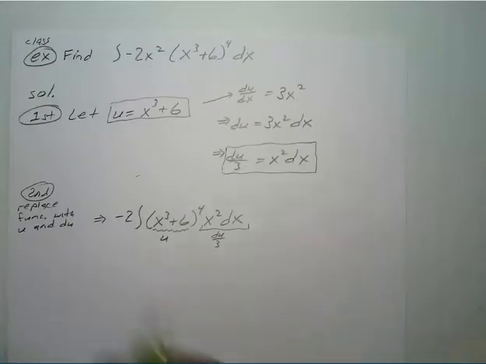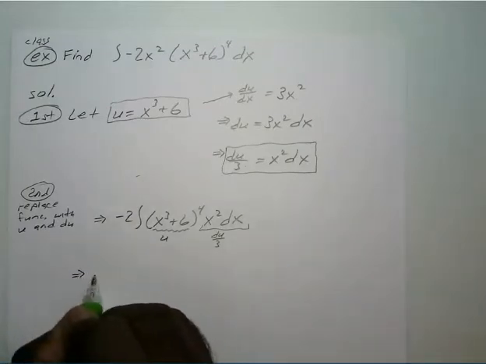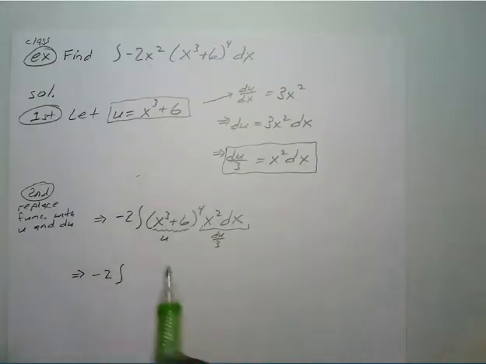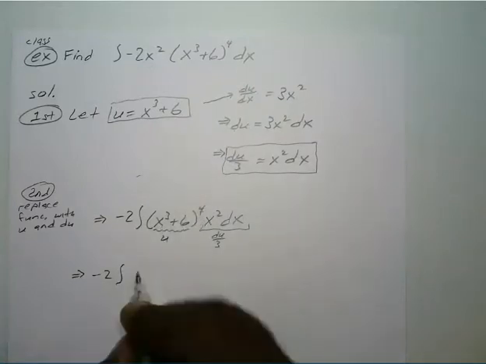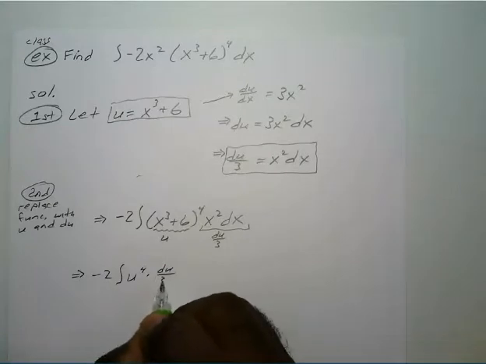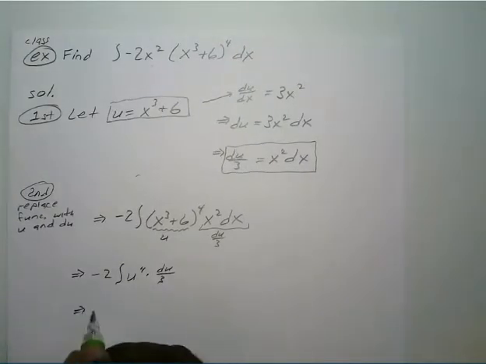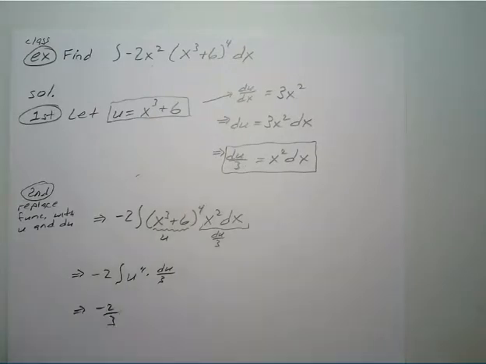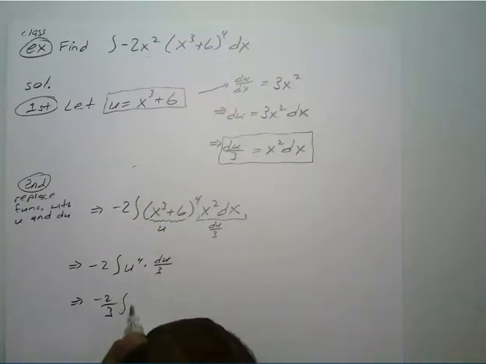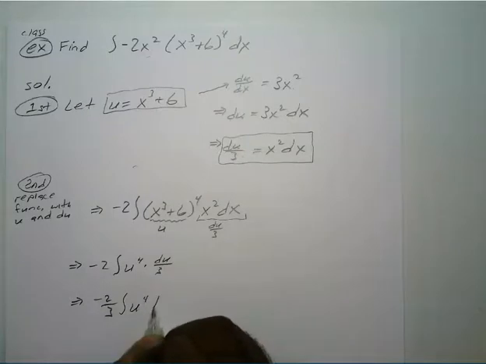All right. So that means we end up with negative 2 times the integral, since that's our u, you have u to the fourth power times du over 3. Okay. So once again, we want our du by itself. We don't want it divided by anything. So we go ahead and factor out that 3. So you have negative 2 over 3 times the integral of u to the fourth du.